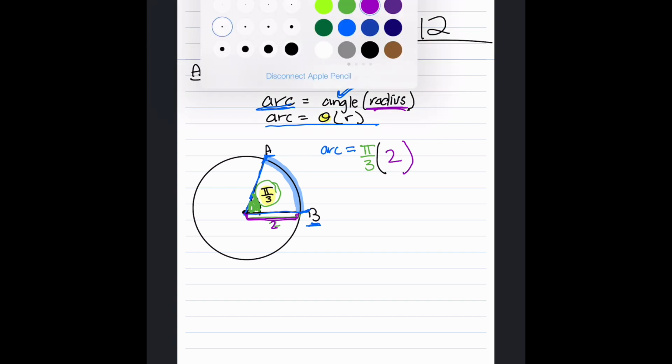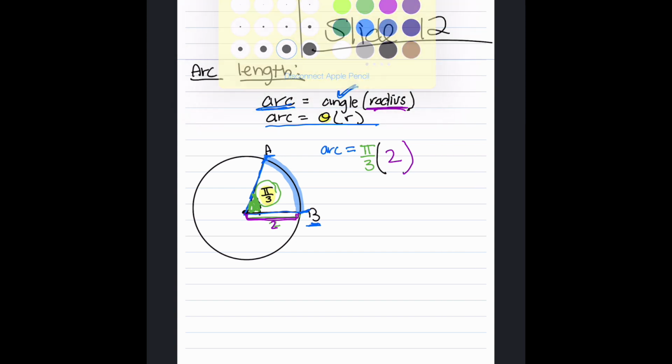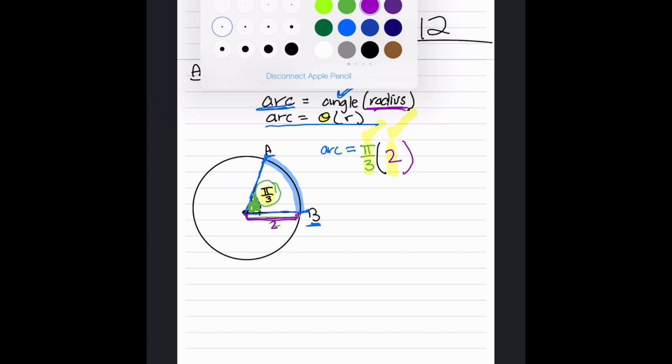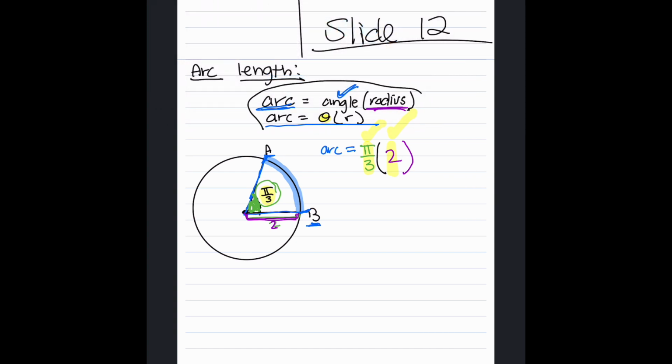So this information, hold on, I'll highlight it in a second. The angle and the radius, that was provided on the circle. The circle shows that pi over 3 is the angle and that 2 is the radius. We just have to put those values into the formula and find what is the arc length, which is this piece of the circle here. So then I'm just going to rewrite this down here, that the arc is equal to pi over 3 times 2.